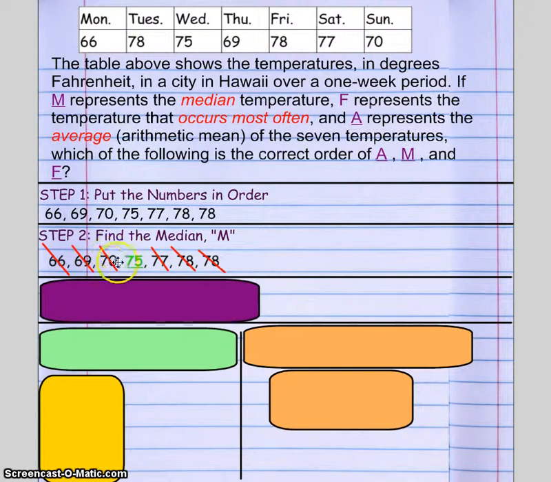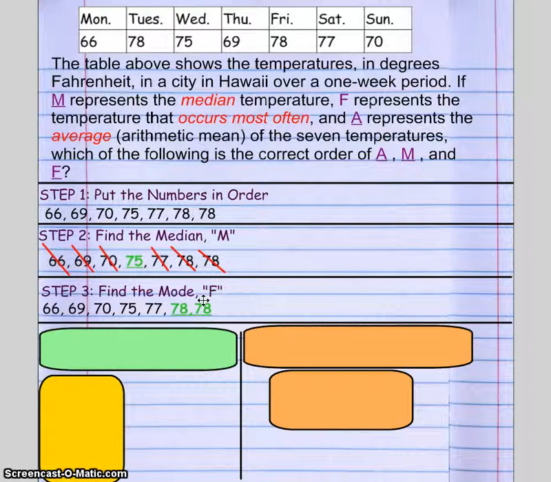If we notice that there's 7 numbers here because there's 7 days of the week, we have to figure out what number is in between the first number, which is 66, and the last number, which is 78. 75 falls in this category because there's 3 numbers on both the left and the right side, which makes this the middle number. By looking at the third step, we're going to try to find the mode.